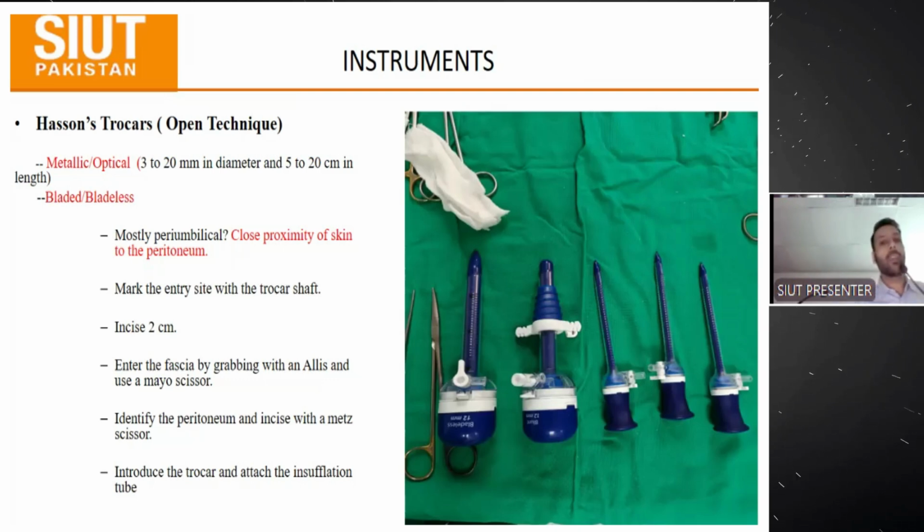Before we step on to the next slide, I would also like to introduce you to one of the techniques that we most commonly use during trocar placement, that is the open technique. So how do you carry out the open technique? The open technique, as you already know, is mostly periumbilical because the skin is in close proximity to the peritoneum. The entry site is first marked with the trocar shaft. When we incise the skin, we enter the fascia by grabbing it with an Allis and using a Mayo scissors, and identify the peritoneum and incise it with a Metzenbaum scissor. We also introduce the trocar after that and we attach the insufflation.